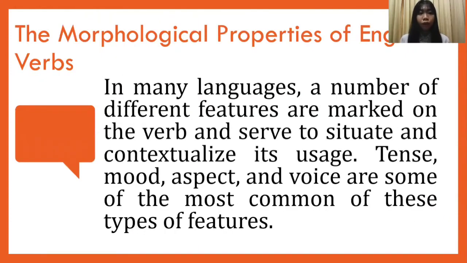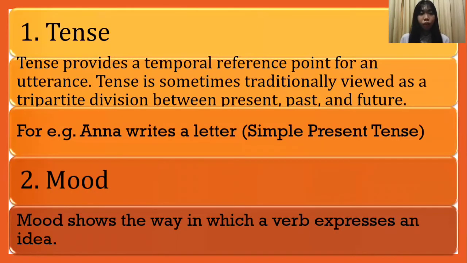Okay, third subtopic, we have the morphological properties of English word. In many languages, a number of different features are marked on the verb and serve to situate and contextualize its usage. Tense, mood, aspect, and voice are some of the most common of these types of features. First, we have tense. Tense provides a temporal reference point of utterance. Tense is something traditionally viewed as a tripartite division between present, past, and future.